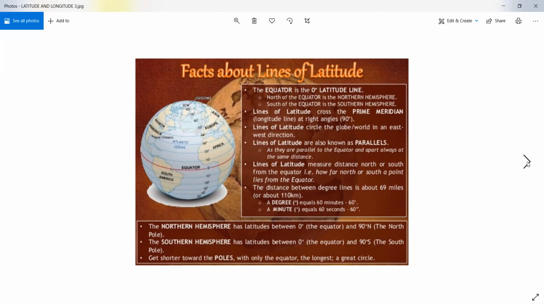Lines of latitude measure distance north or south from the equator, that is, how far north or south a point lies from the equator. The distance between degree lines is about 69 miles or about 110 kilometers. A degree equals 60 minutes. A minute equals 60 seconds. The northern hemisphere has latitudes between 0 degree, the equator, and 90 degrees north, the North Pole. The southern hemisphere has latitudes between 0 degree, the equator, and 90 degrees south, the South Pole. Now, these get shorter towards the poles, with only the equator the longest, and thus it forms the greatest circle.